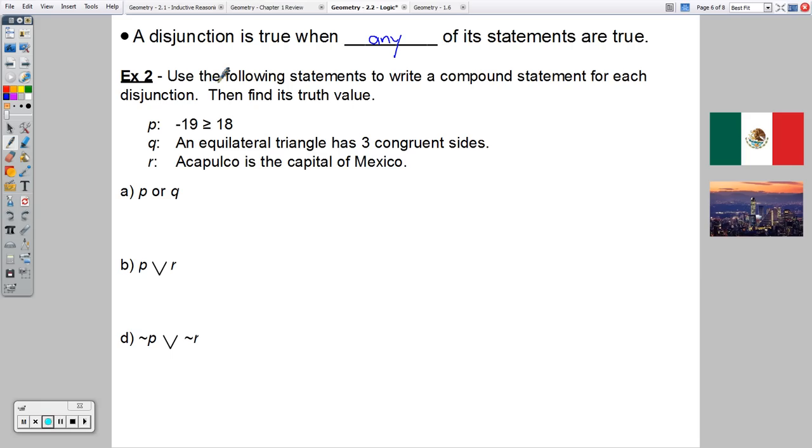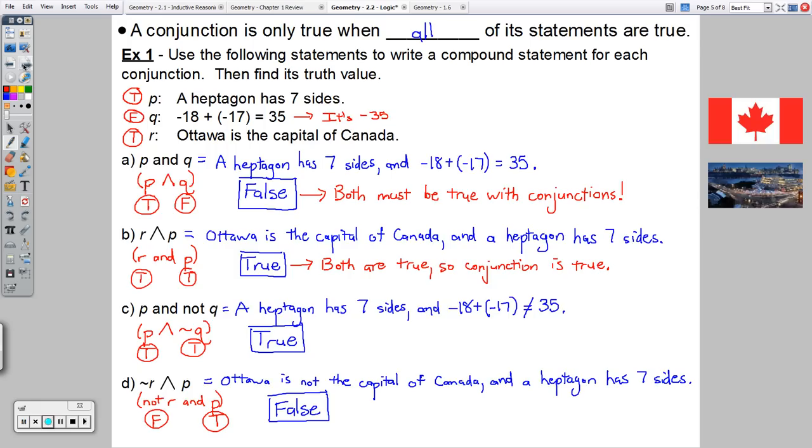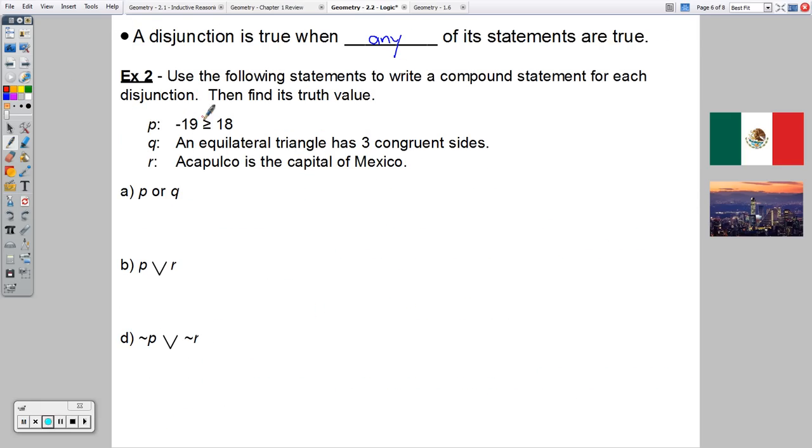So let's see. Example 2. Use the following statements to write a compound statement for each disjunction and then find its truth value. So we have P, negative 19 is greater than or equal to 18. I'm going to start like I did before and just list the truth values in my different color. So is this a true statement? Negative 19 is greater than or equal to 18? No, that's false. You could say negative 19 is less than or equal to 18. That would be a true statement, but you can't say this.